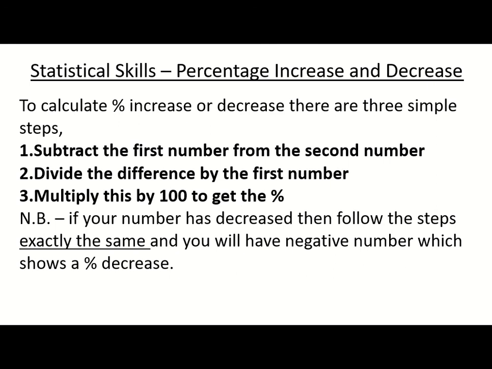If your number has gone down from your first to the second, you do exactly the same, but you just have a negative number, and that negative number will show you a minus, so a percentage decrease. So it still works depending on whether your number's gone up or down, because it will show you an increase or decrease. Okay, so second minus first, divide by first, times 100. That is the simplified equation that you could use to help you work it out.